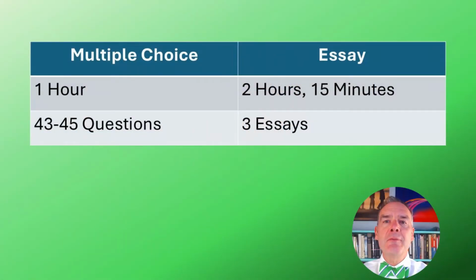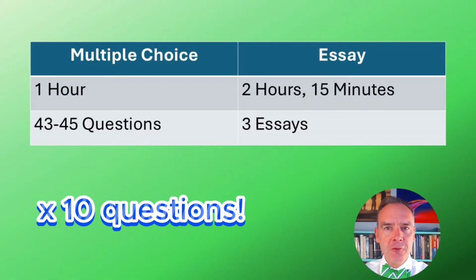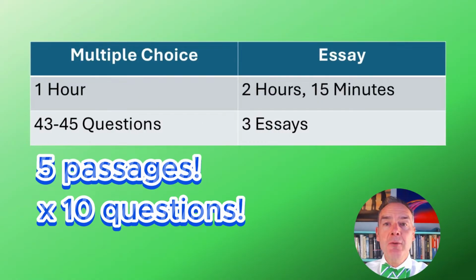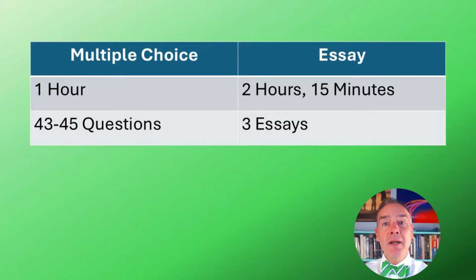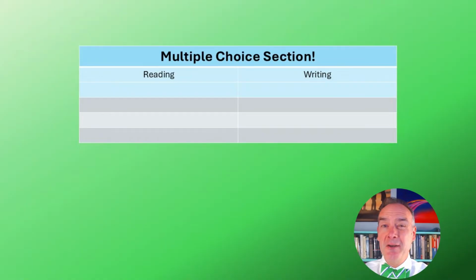The MCQs will be 45 questions, and you'll have an hour to finish them. You'll be given 5 passages to read, and each passage will have around 10 questions. Each question will have around 4 possible answers. But you should also know that the MCQ section is going to be divided into 2 parts.